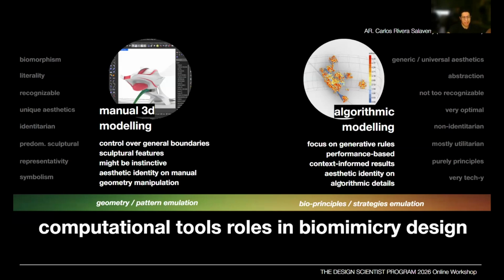And the aesthetic identity is going to rely on the algorithmic details, so we do not fall into these homogeneous languages that we usually get when we are working in an algorithmic environment. So I would say that the ideal is to have the usage of these here in the middle, having the algorithmic modeling, giving it a very important place in our design, but also taking into account that cultural elements might also appear here and fit our design.